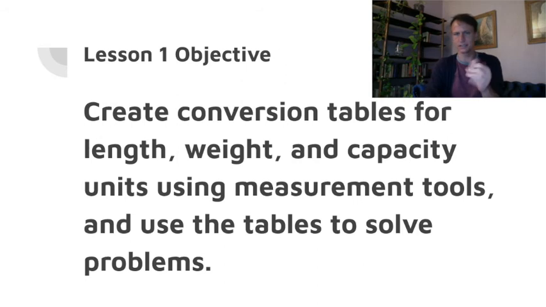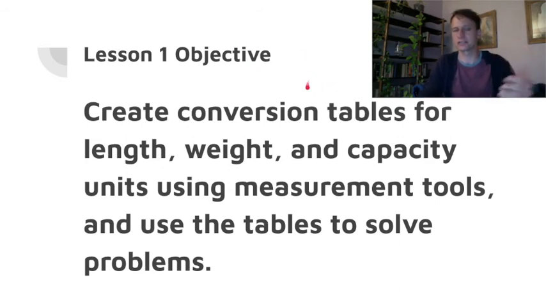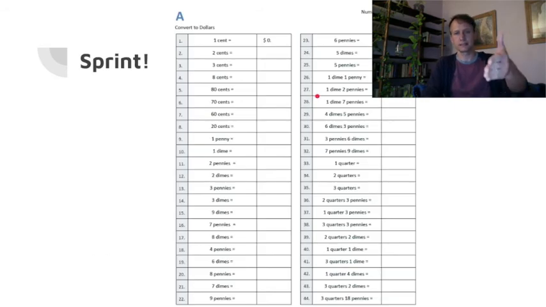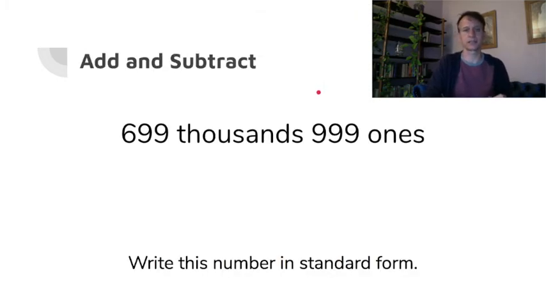The big thing here is we're doing inches to feet, feet to yards, ounces to pounds. That's what conversion tables means. Like how many ounces in a pound, how many inches in a foot, that sort of thing we're getting into today. So let's do that. There is, as you see, a sprint for this lesson. If you're going to do that, go ahead and do it. You know how to. Working with money again, which is always lots of fun.